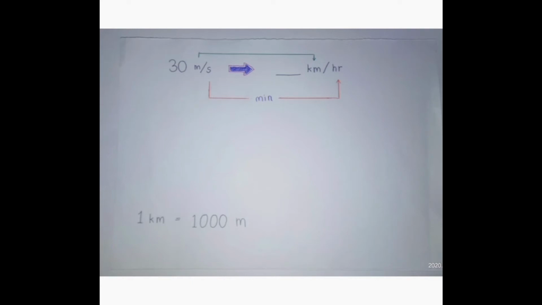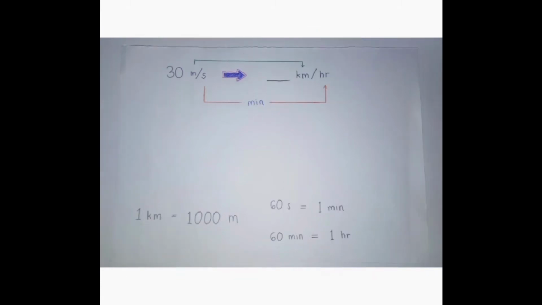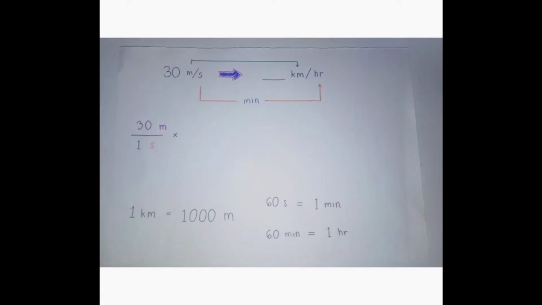And then we need to convert seconds into hours. So we know that there's 60 seconds in a minute and 60 minutes in an hour. So this is a 3-step process. It's always helpful to write out the conversion factors that you need. And once you have that, you could just convert from one thing to another. So let's start with 30 meters per second. Notice that the unit meters goes on top and over 1 second.